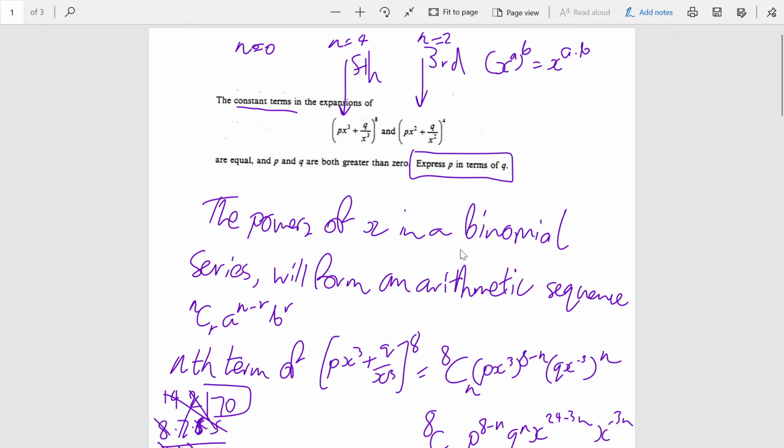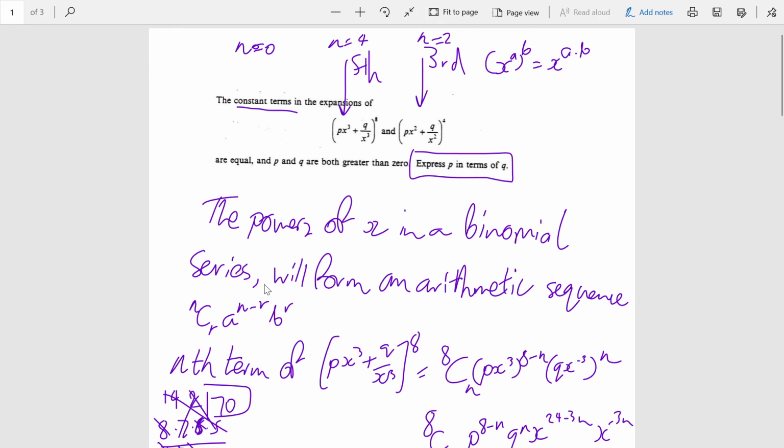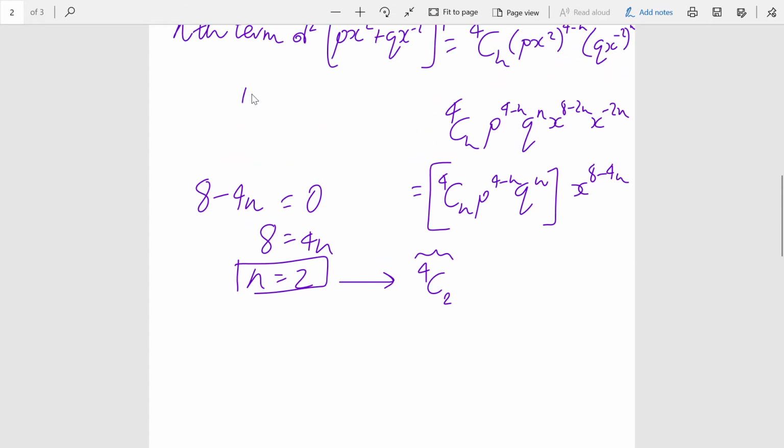And the powers of x in a binomial series will form an arithmetic sequence when it's something like this. So that's how you figure it out. So 8 minus 4n is 0, and this will get us n is 2, as the intuition tells us again. So this means that our constant term will be 4 choose 2, and this, I believe, is a low enough number that you can just use Pascal's triangle. It should be like 1, 2, 1, 1, 3, 3, 1, 1, 4, 6, 4, 1. Yep, 6 is the number we're looking for.